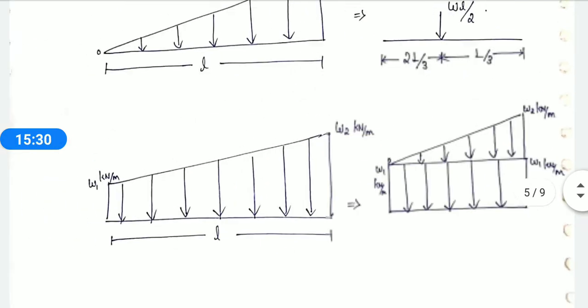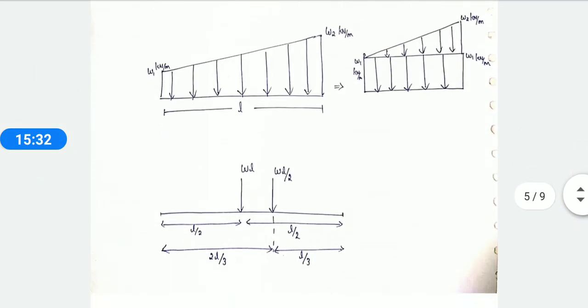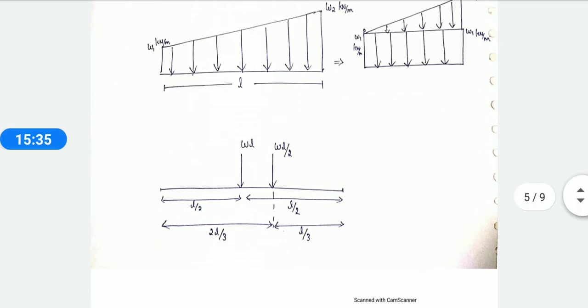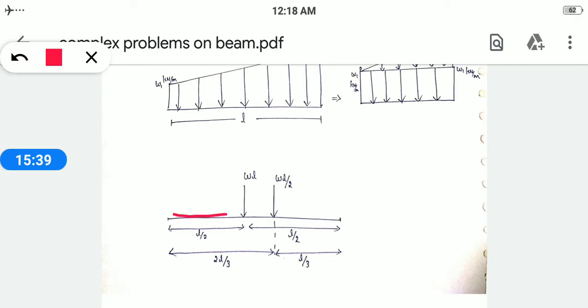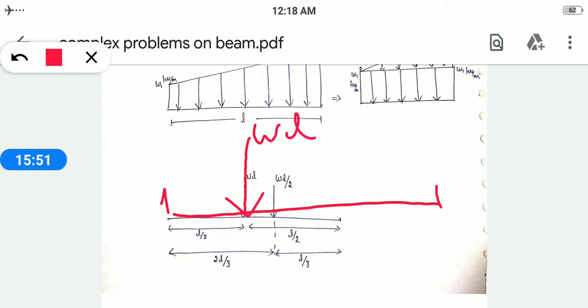Okay, so when you do that, how will you convert the thing into a simple diagram? This is your beam. Consider this is your beam now. For the UDL, what is the formula? W into L. So I am marking one thing first, that is W into L, and it will act at a distance of L by 2 on either side.